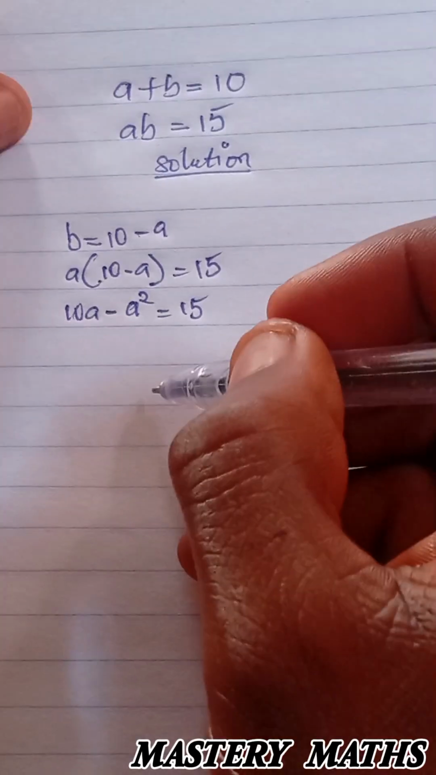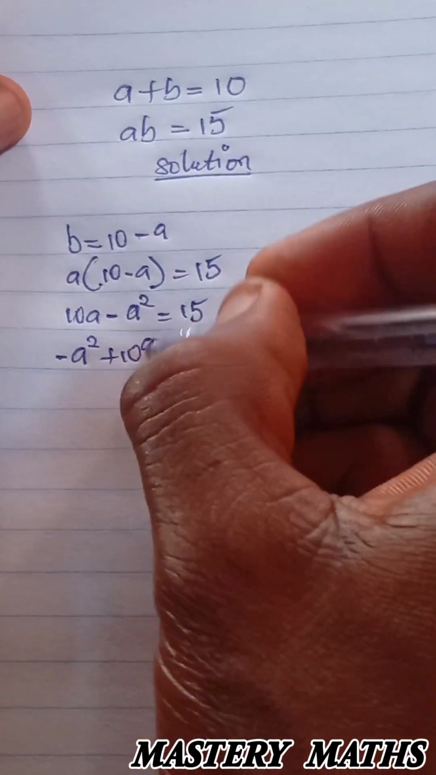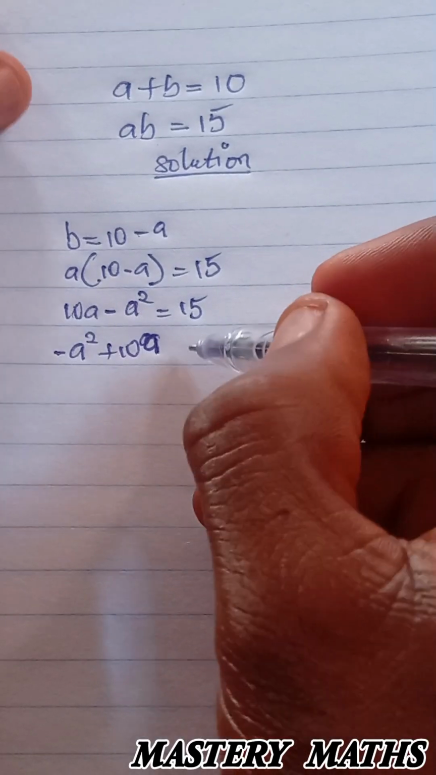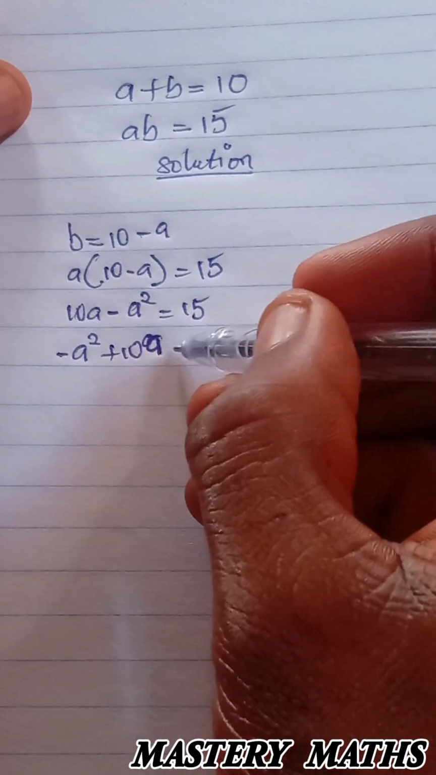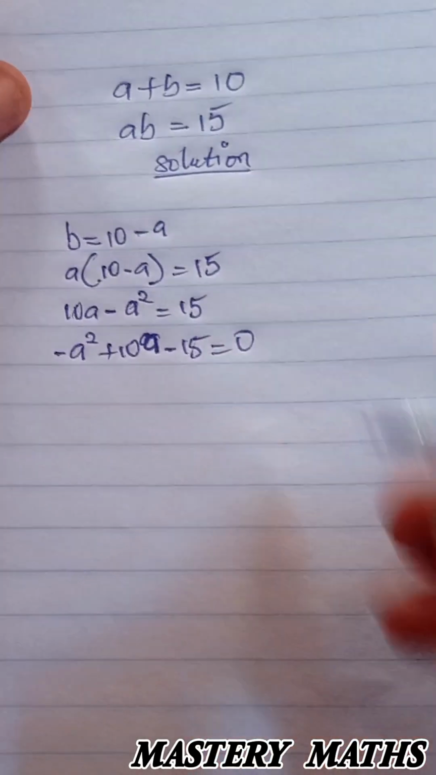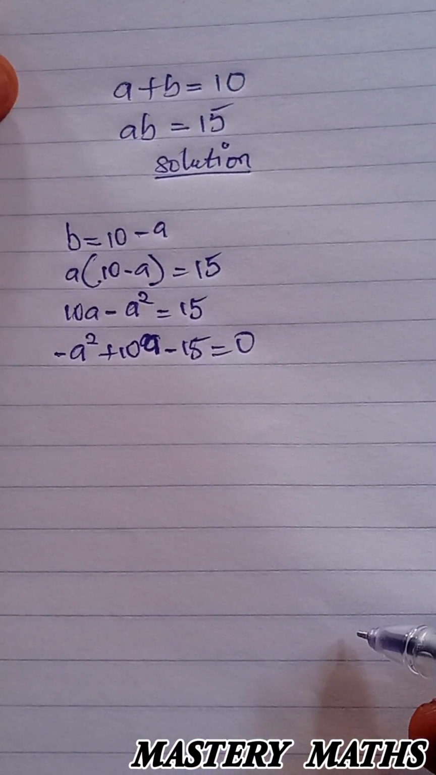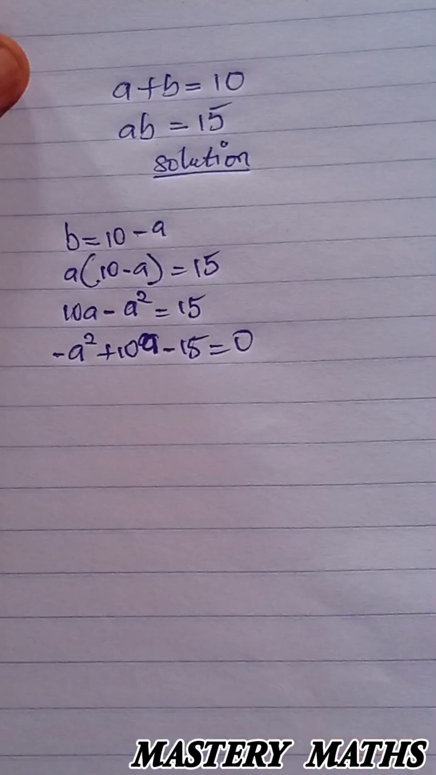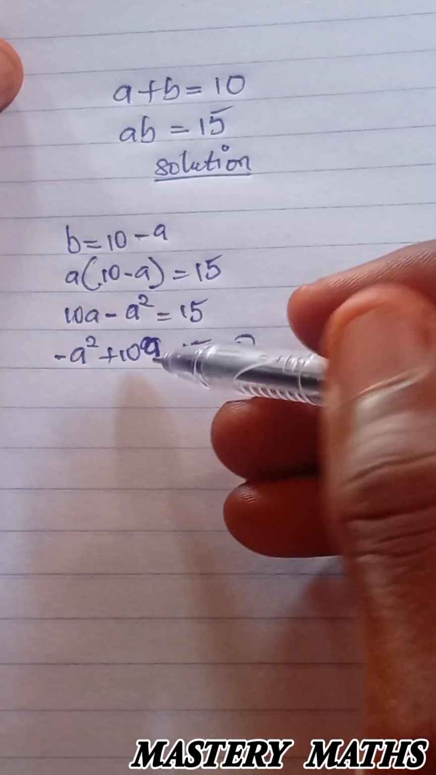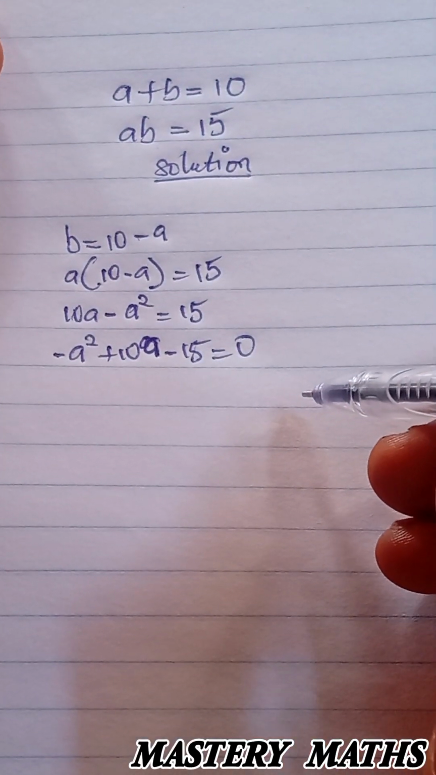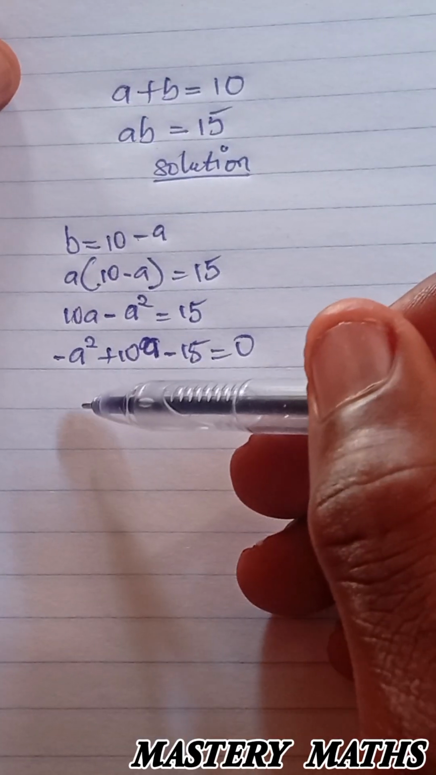Now what should we do again? We rearrange it. Minus a squared comes first, plus 10a, then the minus 15, because it's plus 15, when it comes across it becomes minus 15, equal to 0. Now this brings us to a quadratic expression. In a quadratic expression, it is not right for the a raised to the power of 2 to have a subtraction sign, so we need to change it to a positive sign.